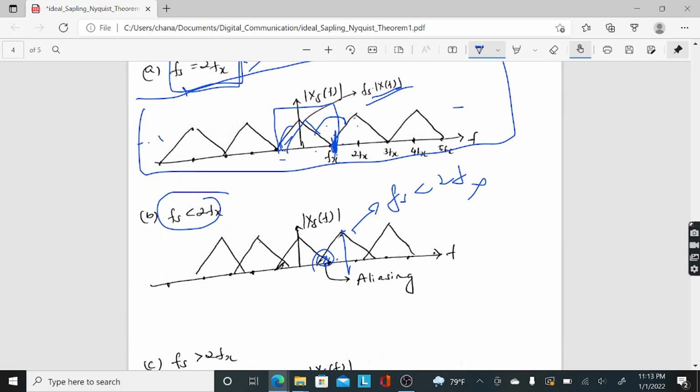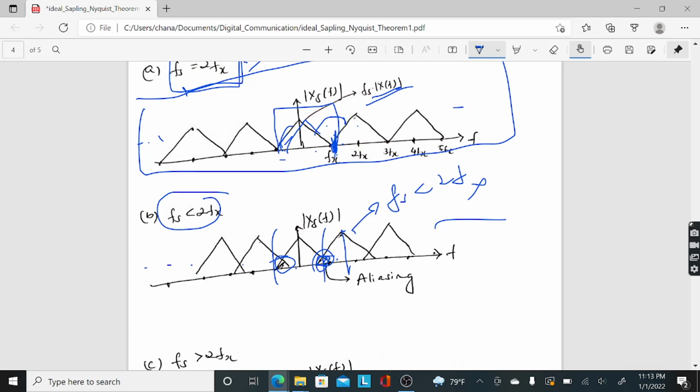So as you can see here, this plot is same as my original x of f plot, but then the right shifted plot does overlap with the original plot. And same way, when it left shifts, when m equal to minus 1, there is again an overlap here. So again, similar to fs is equal to 2fx, I see a continuous graph on both sides, but these graphs overlap with each other.